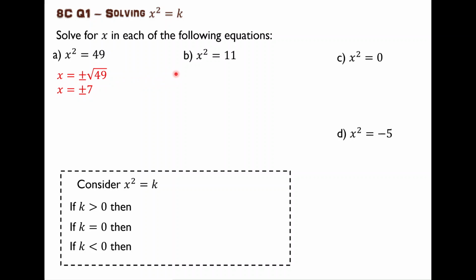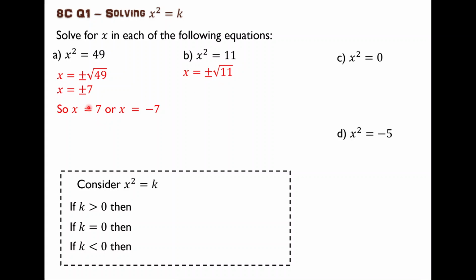We'll try another one. This one may be a little bit trickier because there isn't a whole number that you can square to get 11. We can still do the same thing though. X squared equals something. The opposite of squaring is plus or minus the square root. So plus or minus the square root of 11.